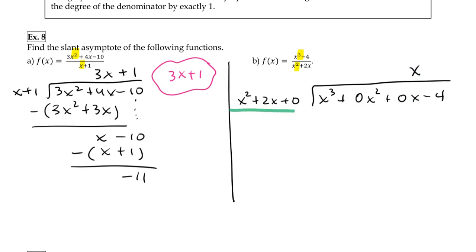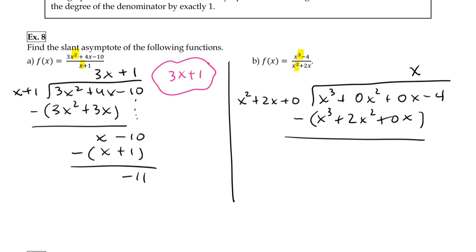Now I'm going to multiply x by x squared plus 2x. And I'm going to get x cubed plus 2x squared plus 0x, and then I'm going to subtract. The x cubes are gone. That was my whole point. Then I have a negative 2x squared plus 0x, and I bring the 4 down. But I think that was a negative 4, so let's fix that. Now the question, how many times does x squared go into negative 2x squared? How about a negative 2?